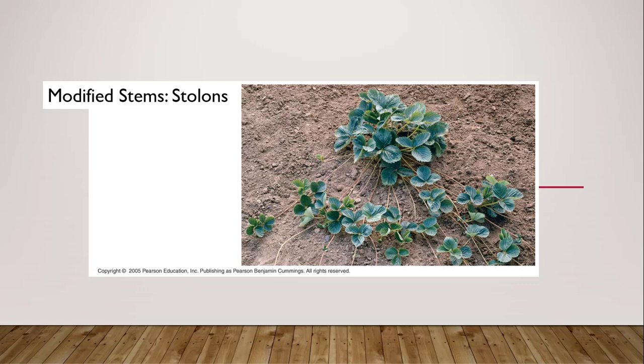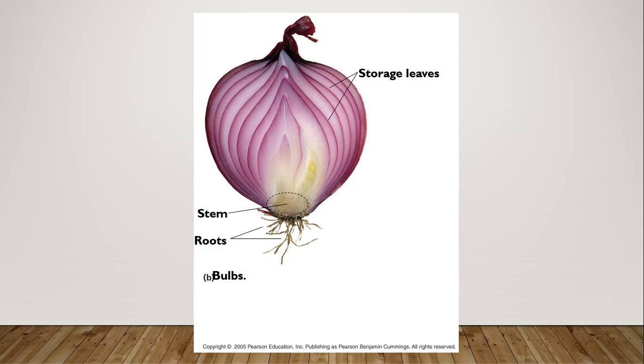Okay, here's a modified stem. These are stolons on strawberries. The nodes are found on these stems, and they will actually not only set leaves, but they will also set roots there. And here's a bulb. In this particular case, it's an onion. The stem is at the base there. The roots are down below, and what you think of as the sides of the onion are actually leaves.